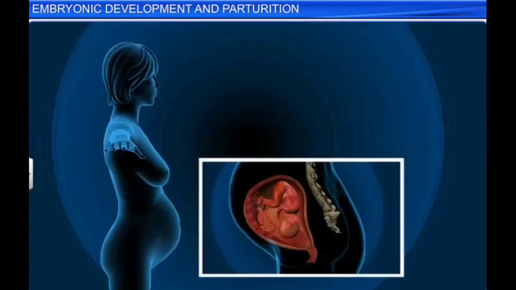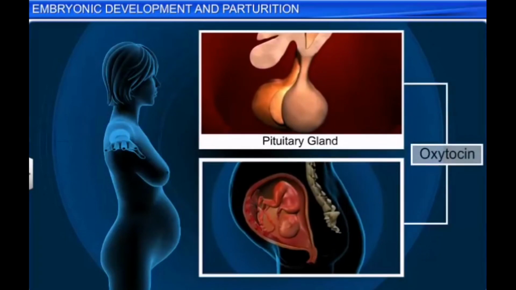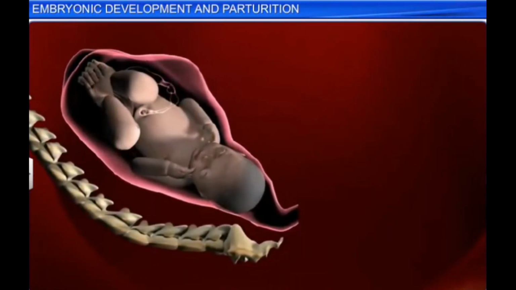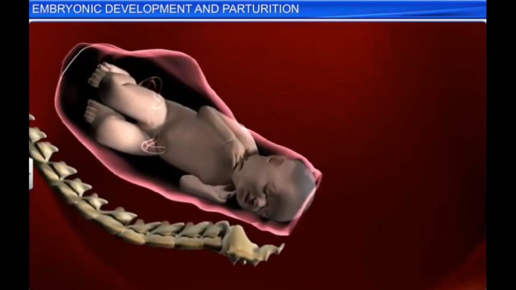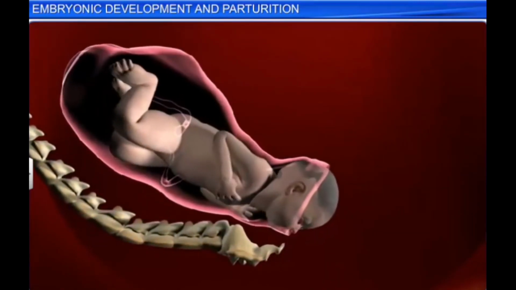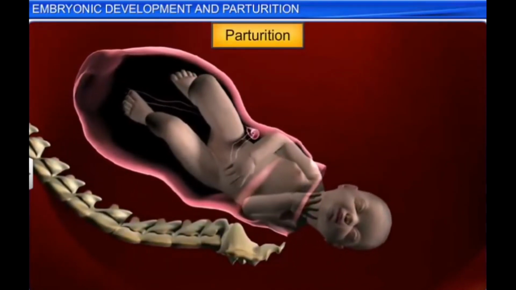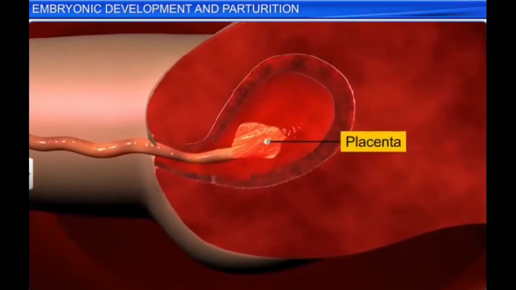Contractions, in turn, act on the mother's pituitary gland that now starts secreting oxytocin, a hormone that causes stronger uterine contractions. The simultaneous uterine contractions and oxytocin release make the contractions stronger with every passing minute and ultimately result in the expulsion of the baby from the mother's uterus. This process of delivery of the fetus is called parturition. Immediately after the birth of the baby, the placenta is expelled from the uterus.